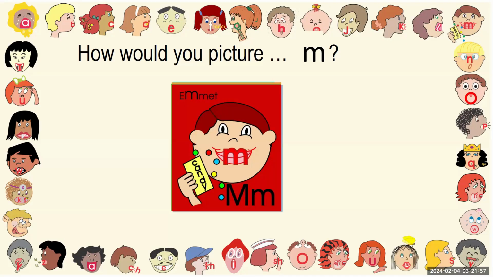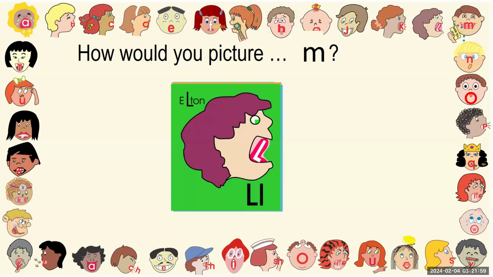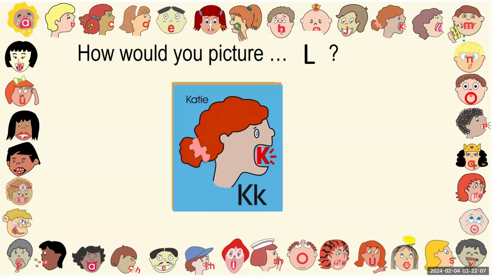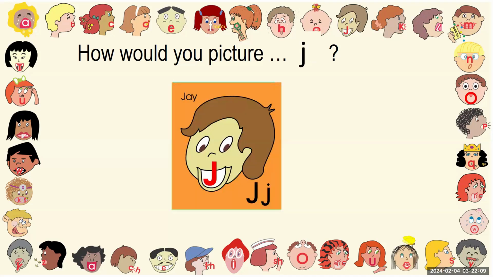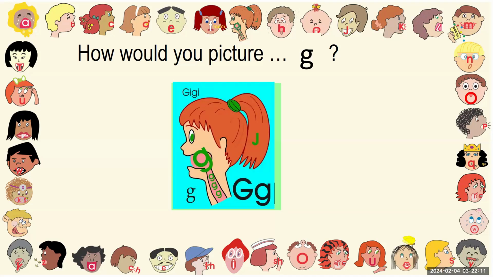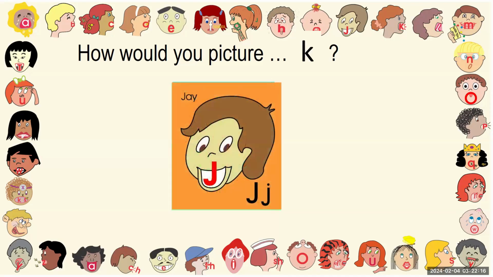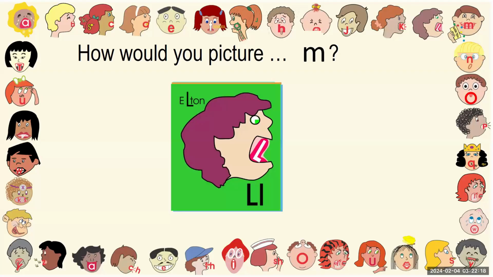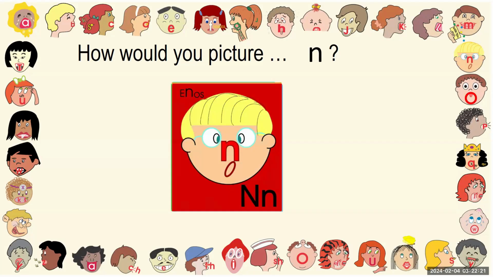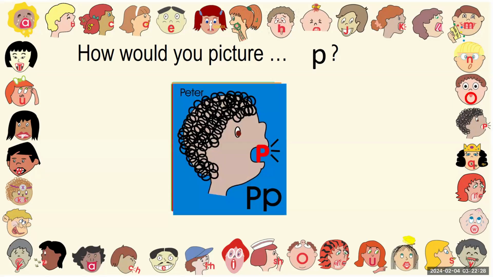By the way, the letter names: Emmett, Elton, the first syllable is the letter name. Katie, Jeff, Gigi, Deidre. Okay, so the letter name is associated with the child's name. There's N, so the N is the nasal sound. What would you do for a P, the top lip?